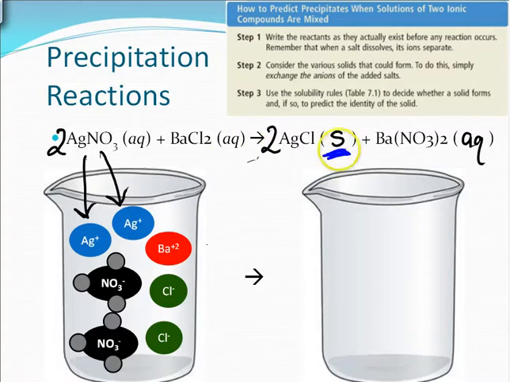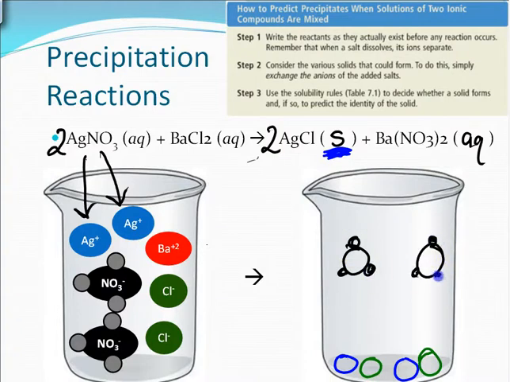Now this is solid, so that means it's not going to break up into ions. In fact, it's going to sink to the bottom as our precipitate. So this would be our precipitate at the bottom. And then dissolved in solution, we would have the nitrate, 2 of them, for every 1 barium. And those would still have the charges on them, whereas the things that are solids would not have a charge on them. Those charges have been canceled out because they're in a compound.